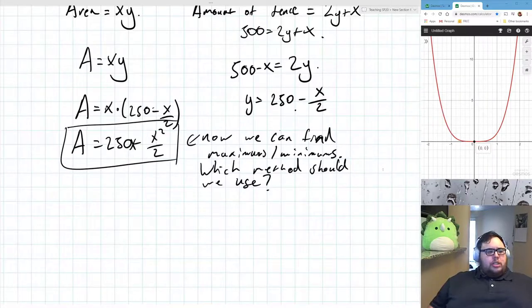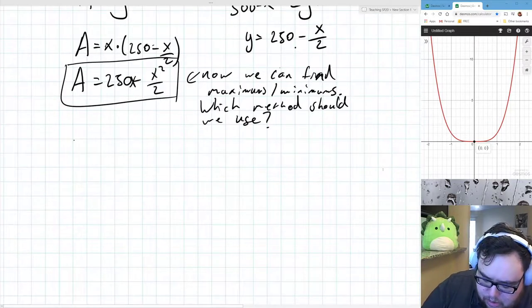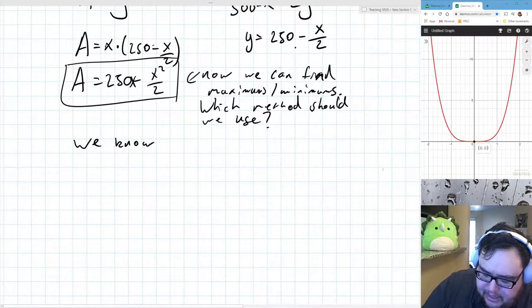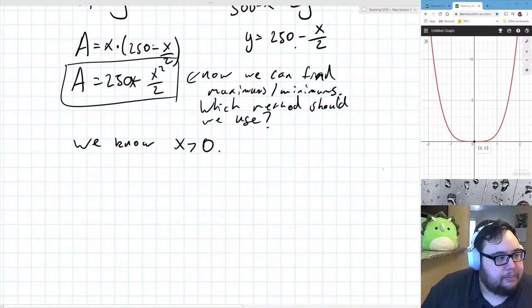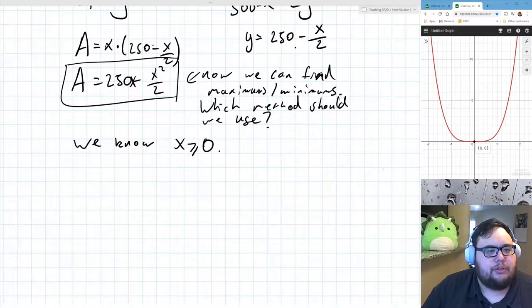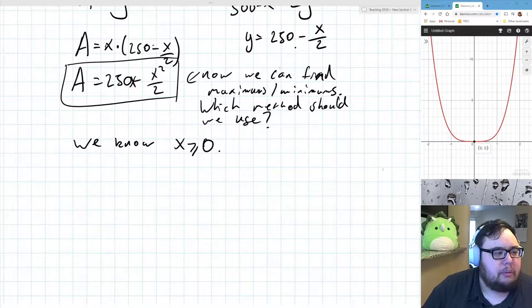What is the smallest that x can be? Is there an absolute minimum x can't be smaller than? 0. Yeah, x has to be positive, right? You can't build a negative length fence. That's not possible. So we know x is greater than or equal to 0. You could have a zero length fence. You could put up a fence that is just 500 feet of fence against a building. It's probably not going to be the thing you're looking for, but it's theoretically possible.